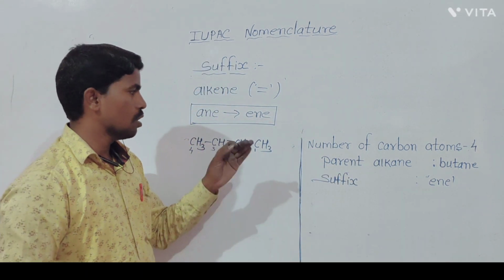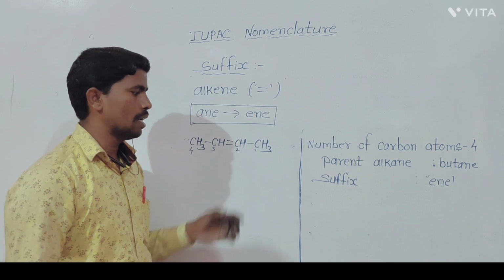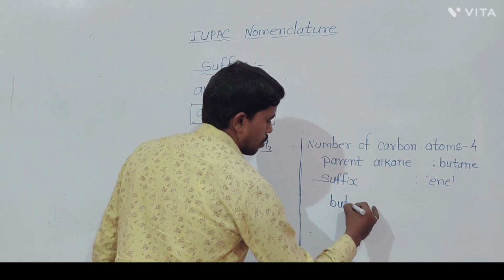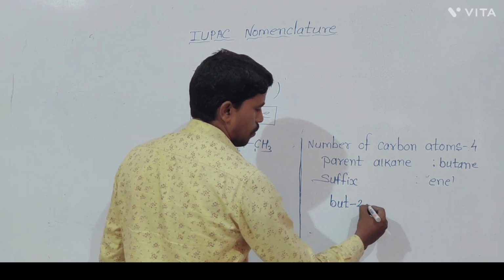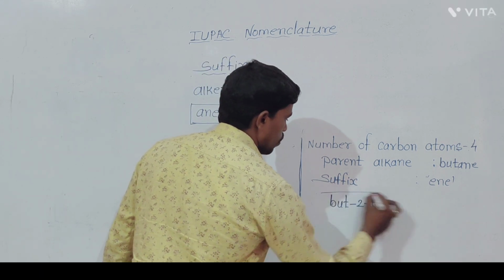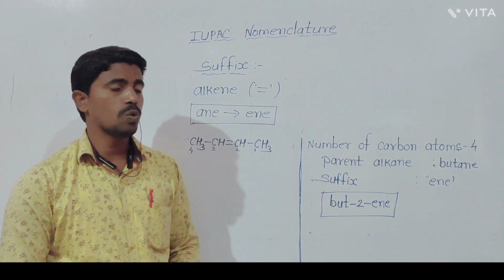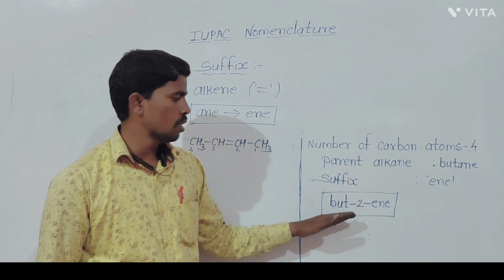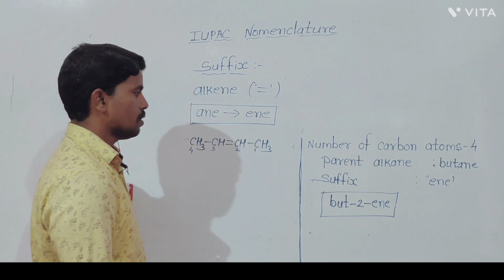But it is necessary to represent the position of the double bond. The double bond is present on the second carbon atom. Therefore, write but, then represent the position number. The double bond is present on the second carbon, therefore 2, and this is the hyphen, and this is the ENE. But-2-ene is the name of the given compound. It is necessary to represent the position of the double bond in the given compound. Therefore, the name of the given compound becomes but-2-ene. Next example.